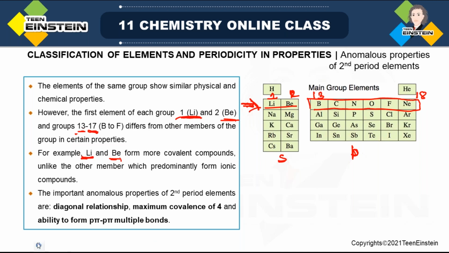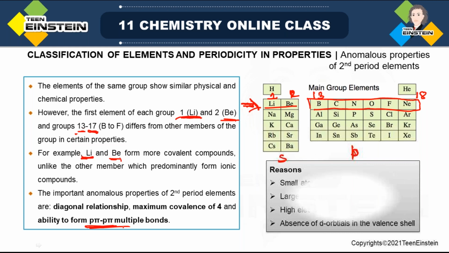Another anomalous property, they can form p pi multiple type of bonds. That means 2 bonds, double bond or triple bond that can be formed between 2 second period elements. Okay. But this type of multiple bond, I mean to say double bond or triple bond, that you will not find for the other members, that is third period or fourth period. This is only for the second period. So these 3 are the anomalous properties that you can see only for second period elements, not for the other period elements. What are the reasons behind it?